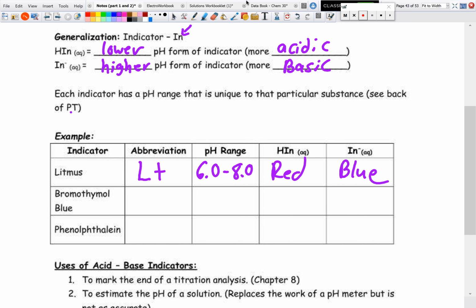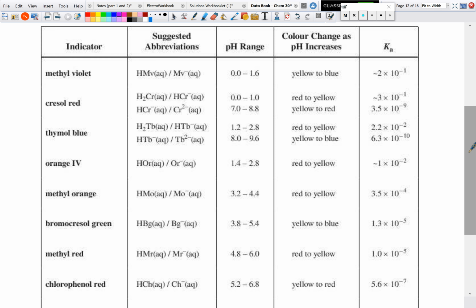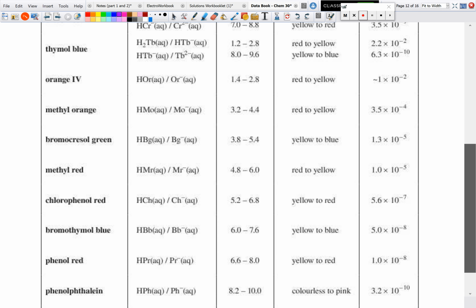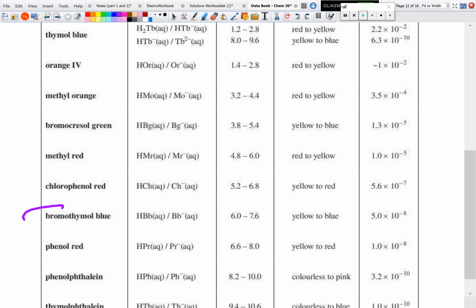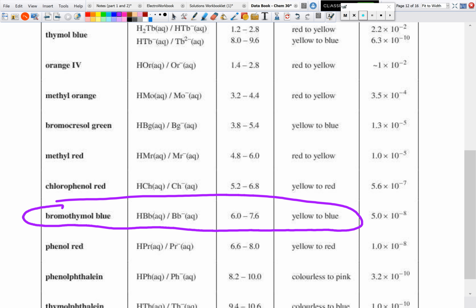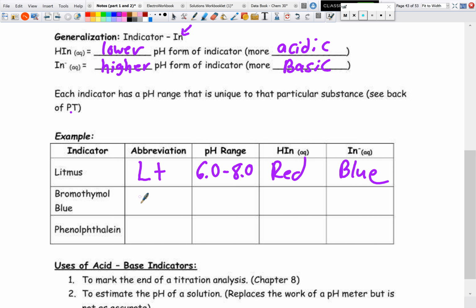Now for bromothymol blue, you're going to need to use your data booklets, or the back of your periodic table. So if we try to find bromothymol blue, we'll notice bromothymol blue is right here. So I'm just going to highlight all the important stuff for bromothymol blue. The acidic form is HBb, the basic form is Bb minus, but more importantly, the pH range is 6 to 7.6. So we can fill in some of that. The abbreviation, capital B, lowercase b, and 6.0 to 7.6.